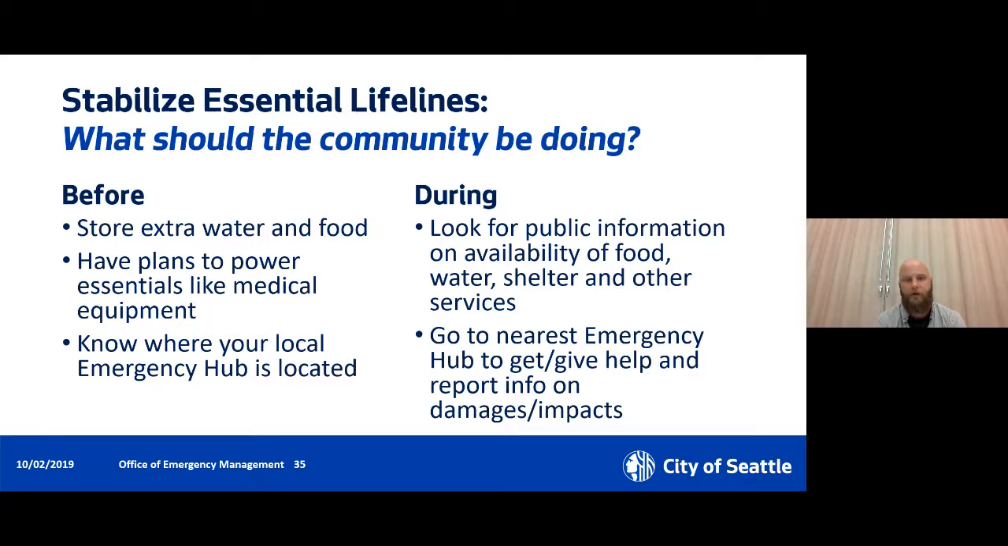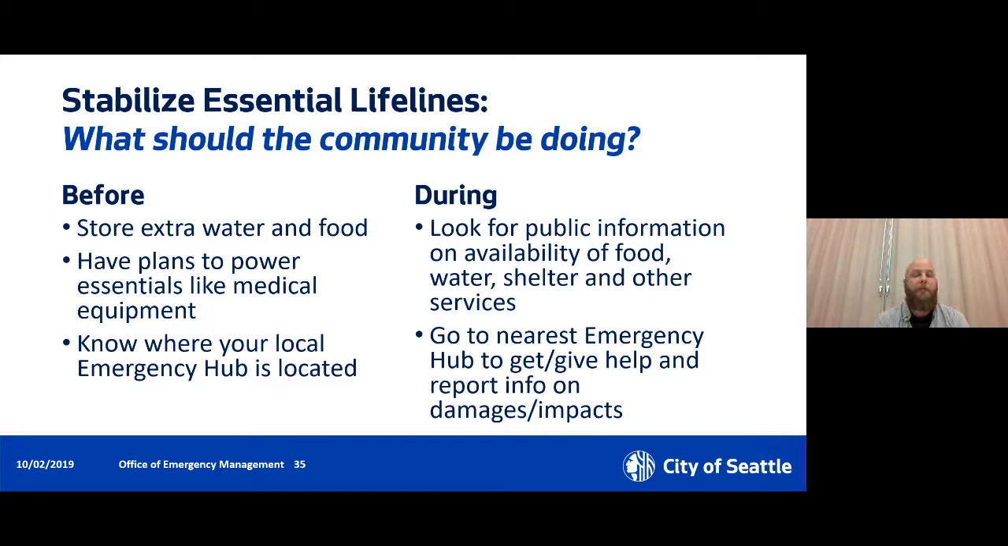So having extra water stored, having food stored. Do you have plans to power essentials? This is especially important if you rely on electricity for medical equipment. So do you have plans in place if there is no electricity? This is something City Light will probably speak more to in our restoring utilities. There are ways that people that are relying on electricity for medical equipment can get on lists with City Light. This doesn't ensure that you'll have power restored faster, but it at least documents that you have the need.